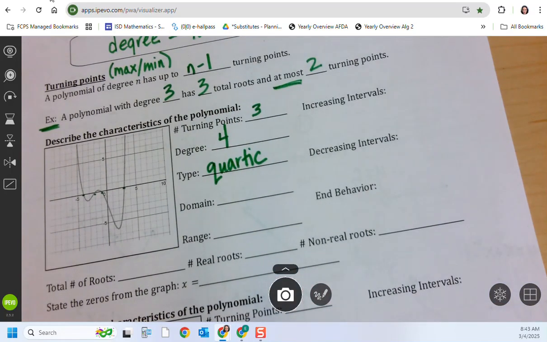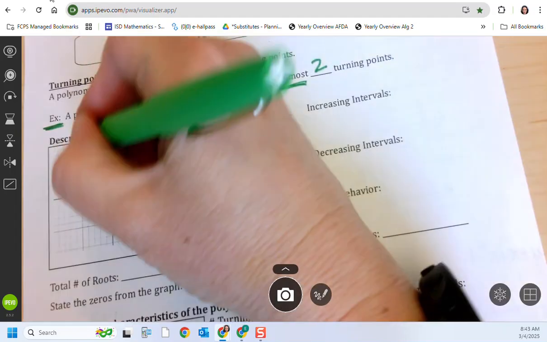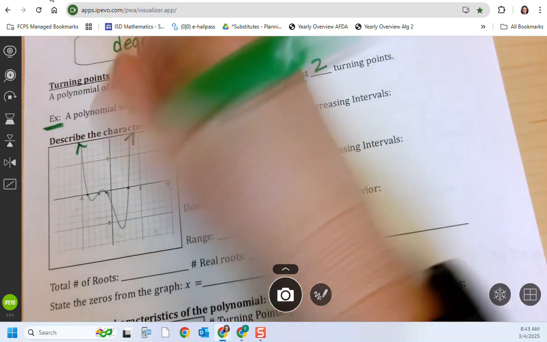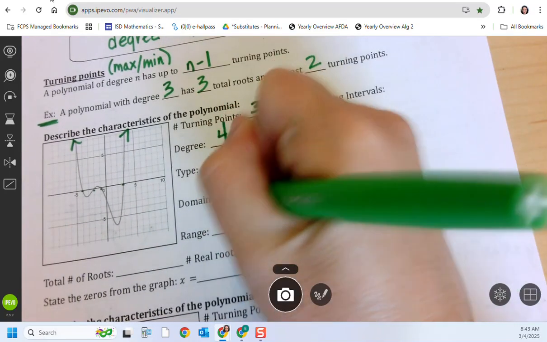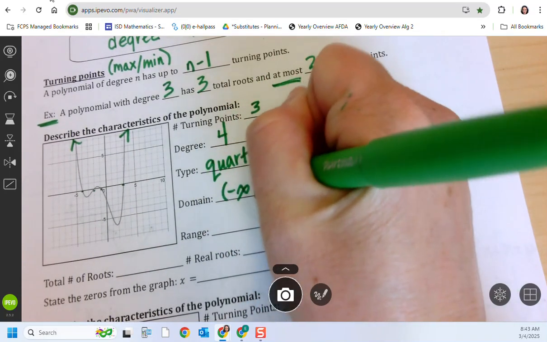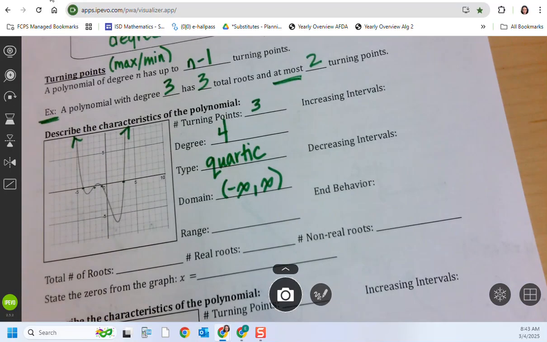All right, for the domain and range, we do have to understand that there are arrows at the end here. I can see that the arrows are going up, but they will also be going left and right, just very slowly. So my domain is negative infinity to infinity. And that's actually the domain of every polynomial. So if that's a question on a quiz, you know the answer is negative infinity to infinity.